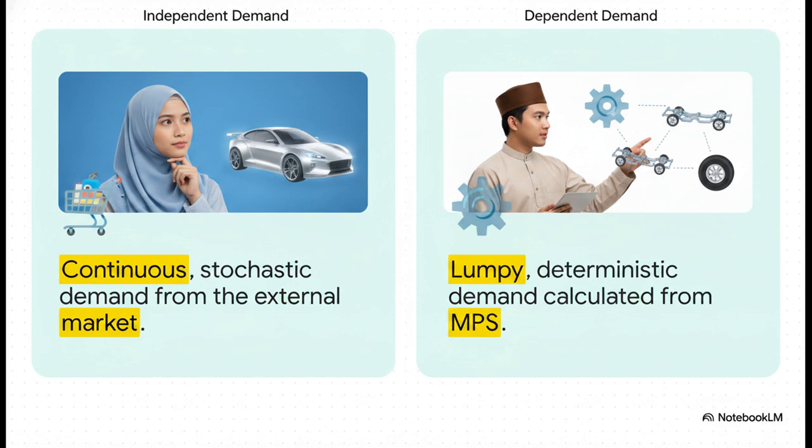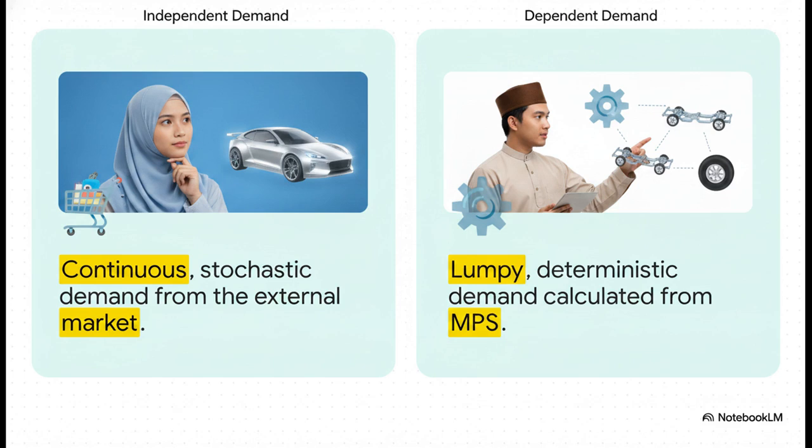First, you have independent demand. This comes directly from the external market. Think of customers buying finished goods, like a whole car or a laptop. Because it's driven by market whims, it's continuous but highly stochastic, meaning it's super unpredictable and relies heavily on forecasting.